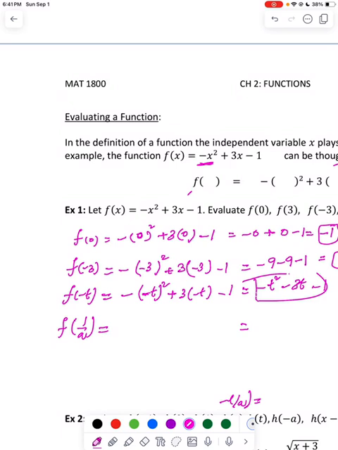Did we get negative 1 over a squared plus 3 over a minus 1? Did you get that? Okay, good if you got that. So how did I get that? Well, the same thing that I did before. So negative times parentheses square plus 3 times parentheses minus 1. Then we plug in 1 over a here and plug in 1 over a here in the parentheses.